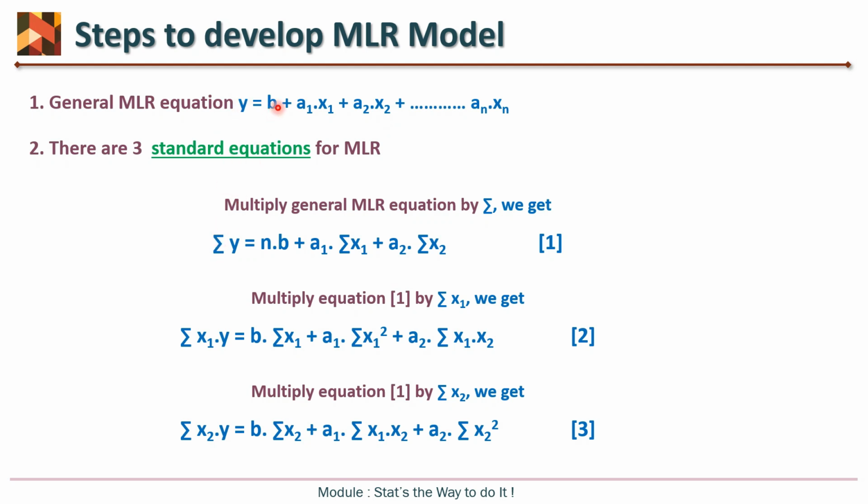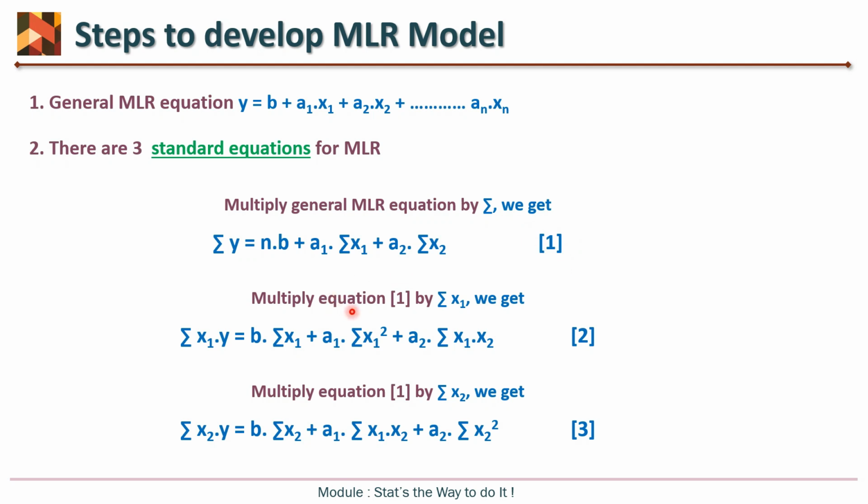Then there is no factor apart from b, and b is a coefficient, so there will be a summation of the constant, which I will replace by n, the number of observations, so it becomes nb. Then multiplying a1 x1 by summation, a1 I will set aside and it will become summation x1, and a2 I will set aside and it will become summation x2. In this way, multiplying the general MLR equation by summation, we get equation number 1.